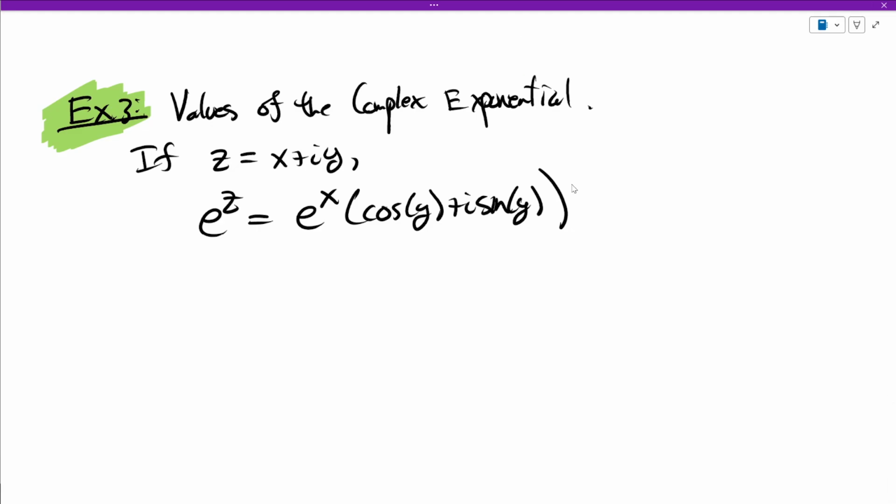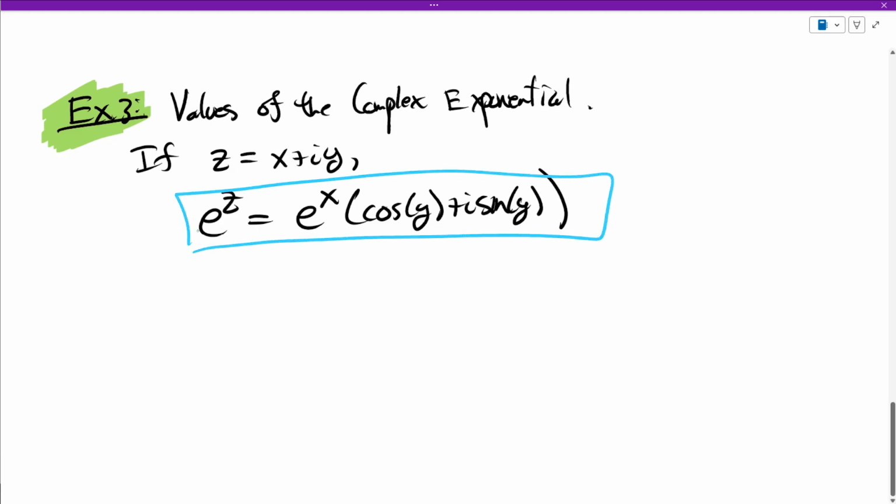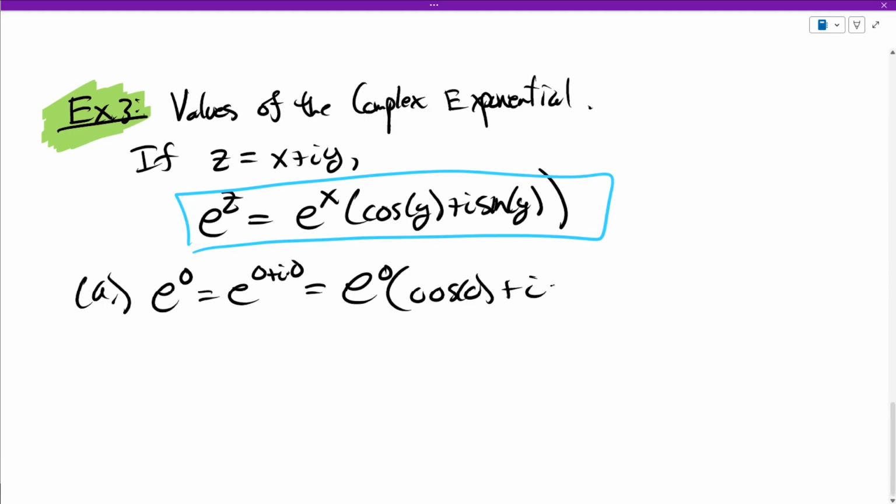It's a very, very, very important function. So in example 3, we're just going to compute some values. For a, we're going to compute e to the 0. E to the 0 is e to the 0 plus i times 0, just to be clear. And so with our formula here, it's e to the 0 times cosine 0 plus i sine 0.